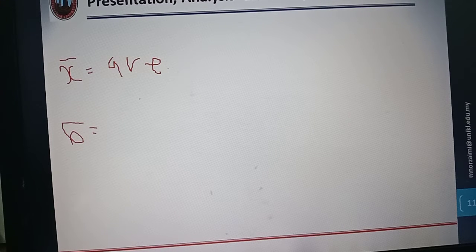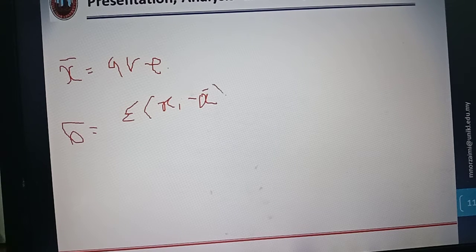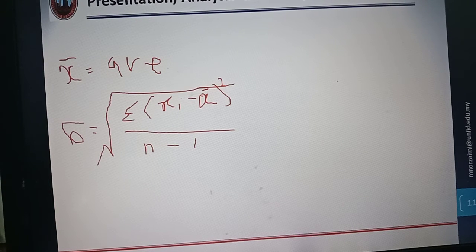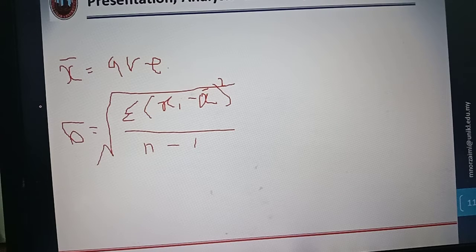Standard deviation, the formula is the square root of the sum of (Si minus S bar) squared, divided by n minus 1. You can get the result of the standard deviation. S bar is the average. Standard deviation is the spread of the data. For statistical analysis, you need to calculate both in order to do the analysis.